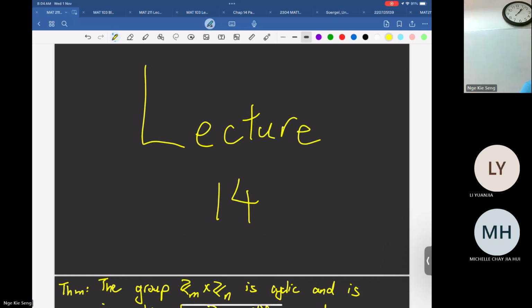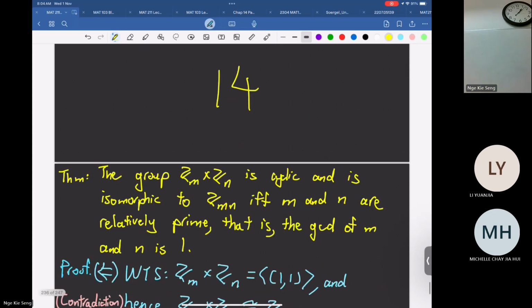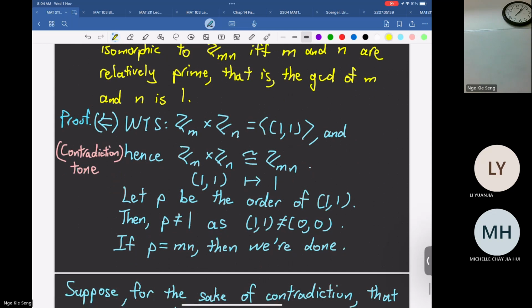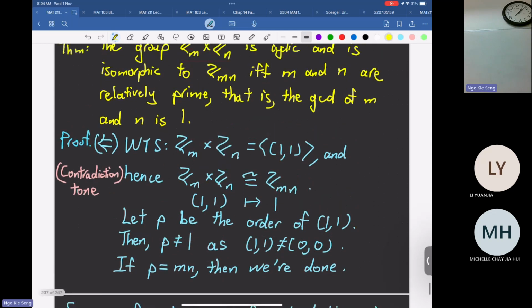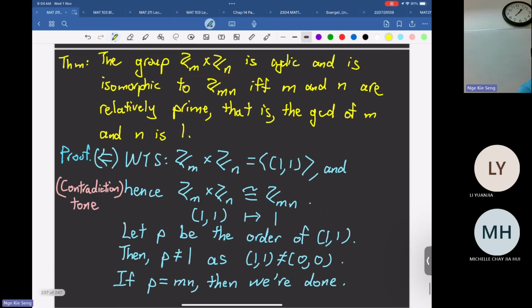Okay, there's something I want to clarify here. So first is the proof that the product of two integers modulo n group, Zm x Zn, is cyclic and isomorphic to Zmn if and only if m and n are coprime. Or in other words, GCD is equal to 1.